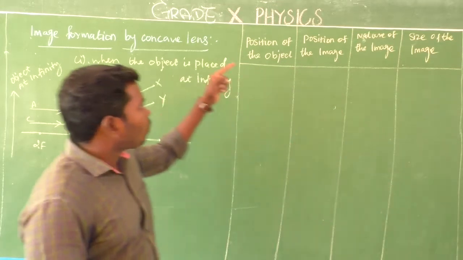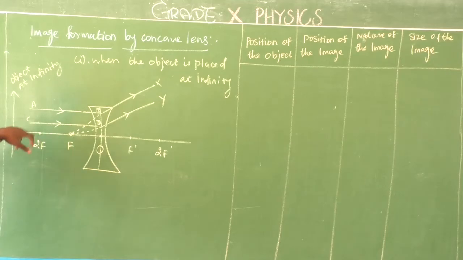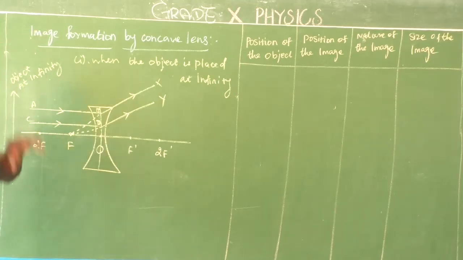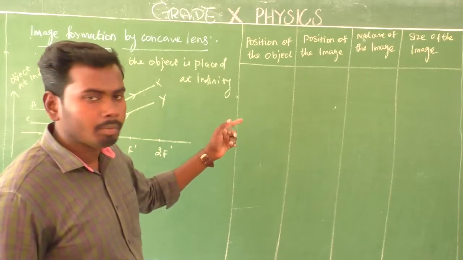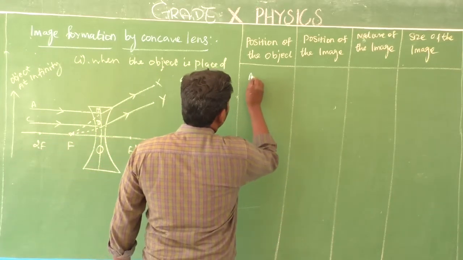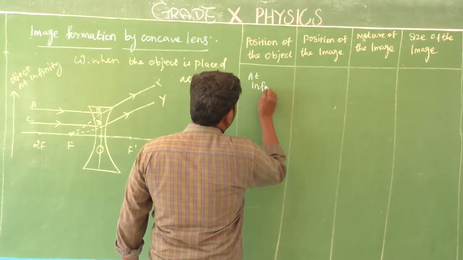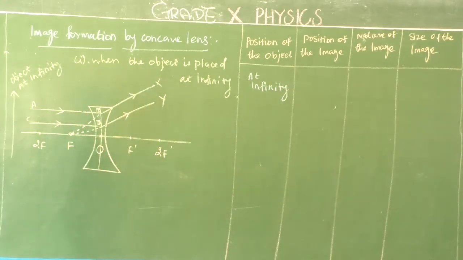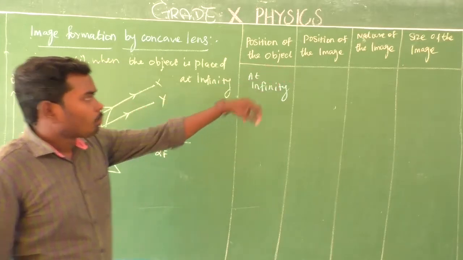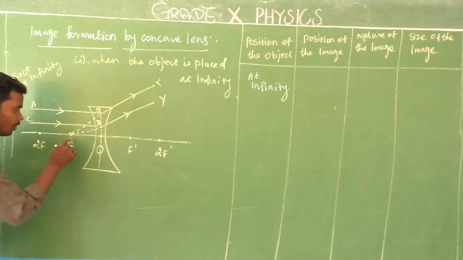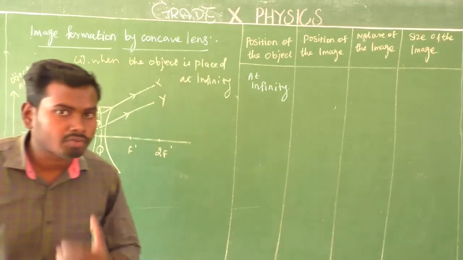Now, what is the position of the object? The position of the object is infinity, because we place the object at infinity. I am going to fill the table column. Position of the object: at infinity. Then what is the position of the image? Here the image is formed at the focus. That is the position of the image.